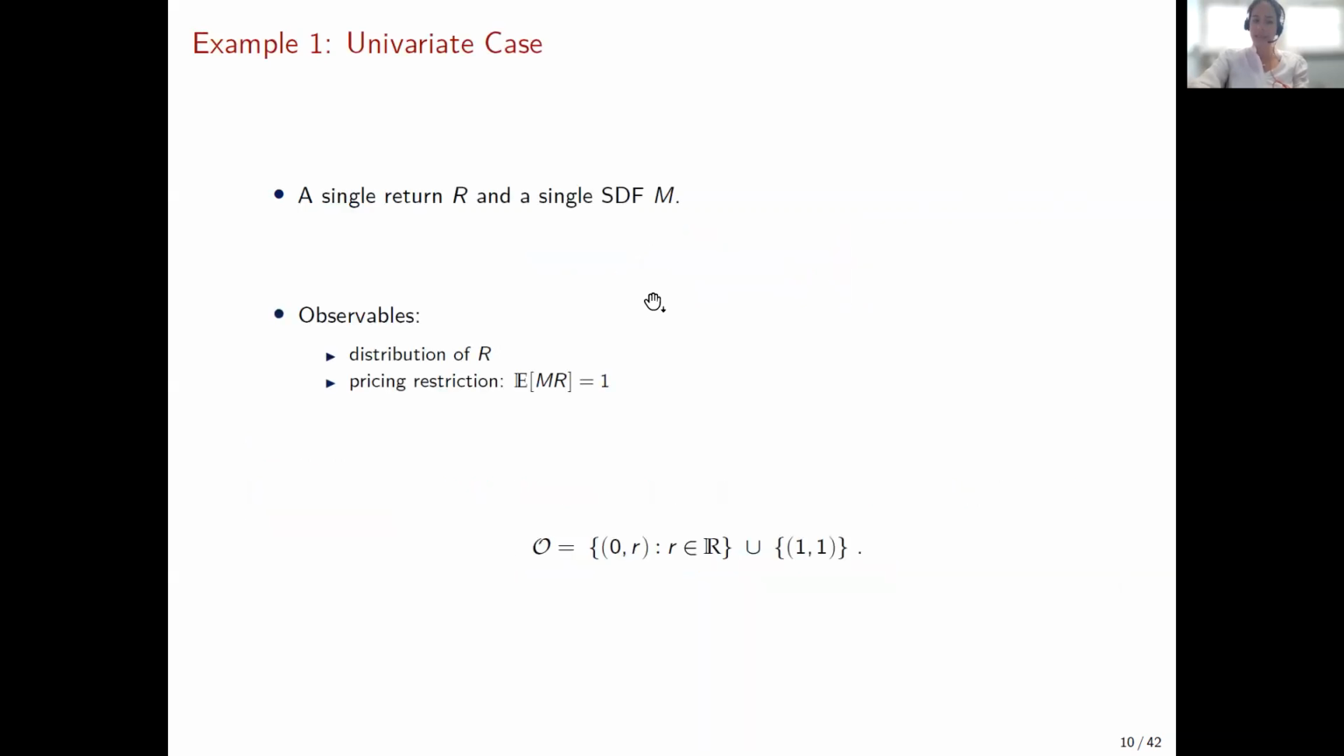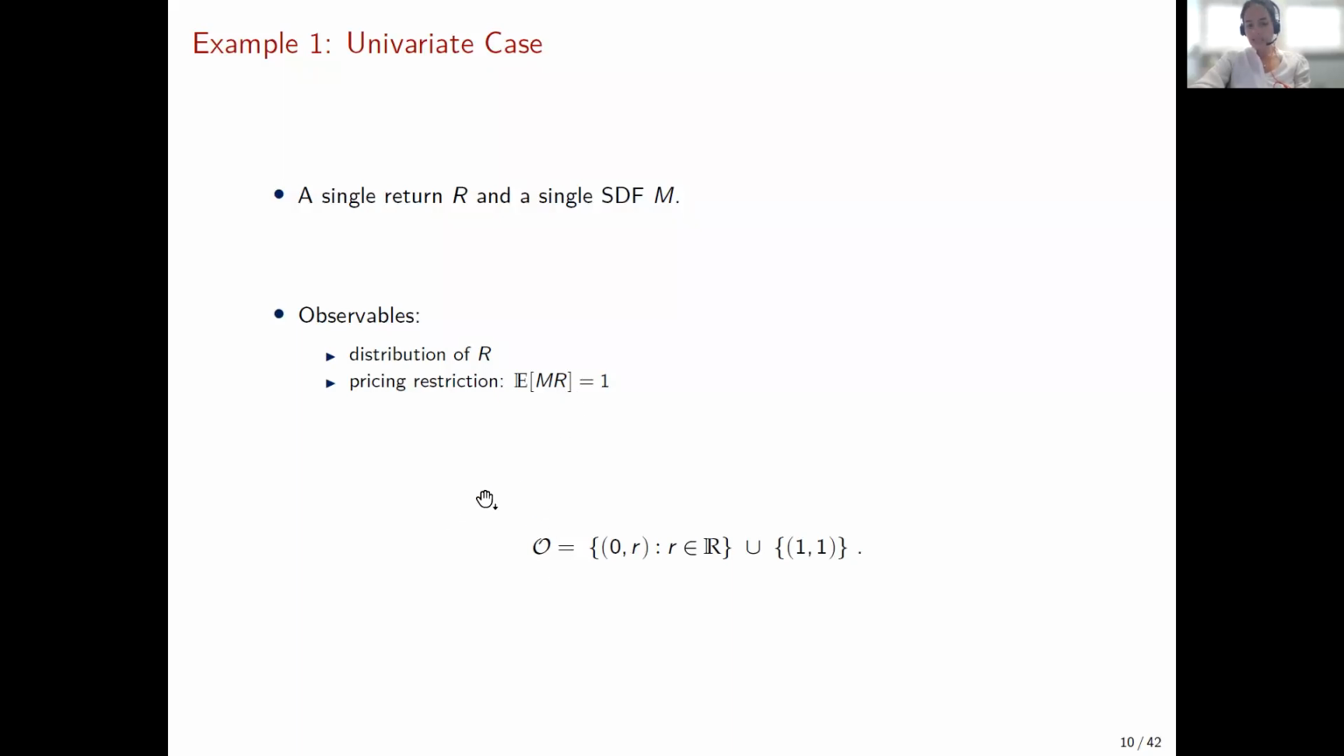Let me give you an example that's already known in the literature. In the univariate case, we can go back to what Hansen and Jagannathan have been doing. In the univariate case, we have a single return R and a single stochastic discount factor M. So what are the observables that we have? We have the return distribution of R, and we have a pricing restriction, which is the no arbitrage restriction or Euler equation, which tells us that E of MR has to equal 1.